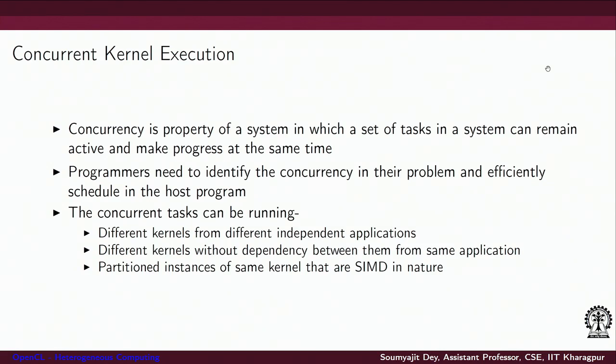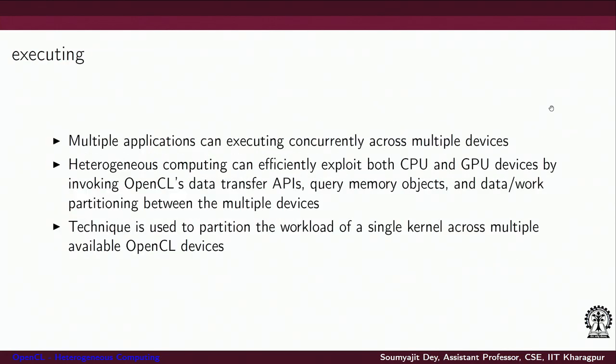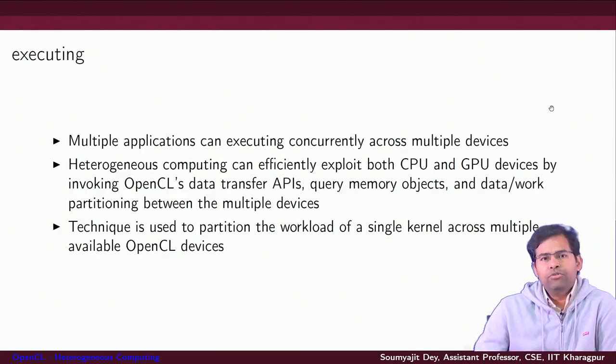Also, suppose you have one kernel and you want to exploit more compute capabilities of the hardware. Another option can be that you partition the kernel across multiple devices and execute them. There has to be some motivation, like why you would want to do that. We'll discuss the motivation. In general, you can have multiple kernels of the same application, or belonging to different applications, executing concurrently.